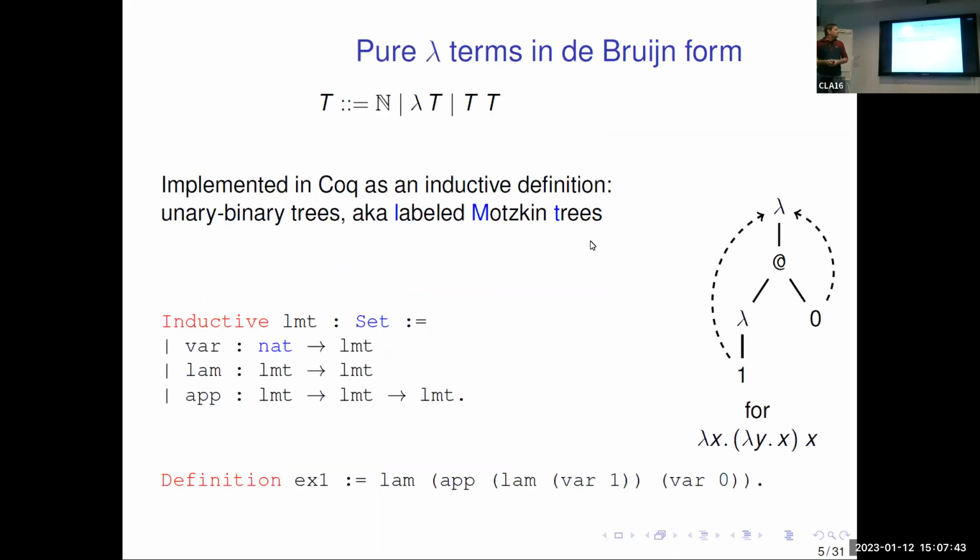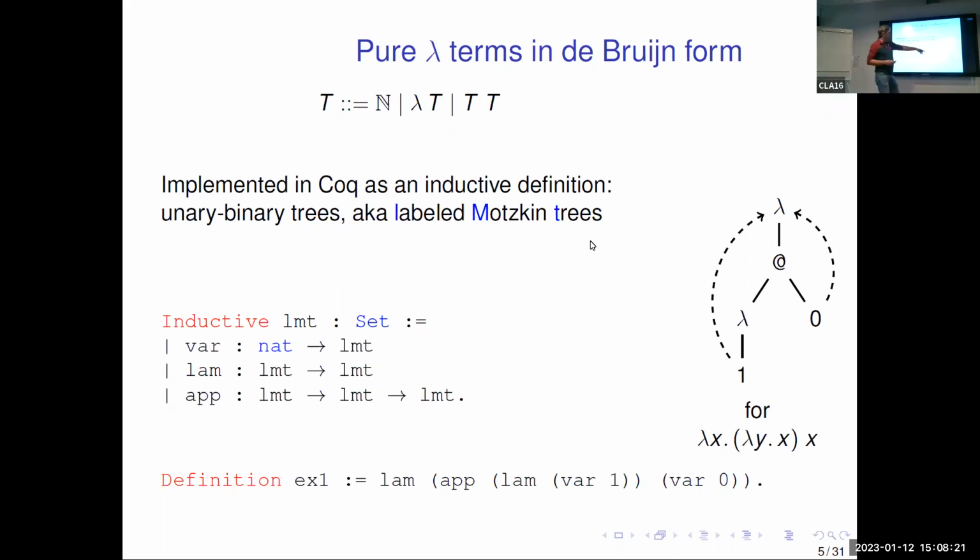So first of all, we consider a pure lambda term in the shape of De Bruijn. This is basically defined by this grammar here. We have either integers, or lambda followed by a term, or two terms which correspond to the application. When we implement it in Coq, it boils down to an inductive definition, and it corresponds to what we call unary-binary trees, and they are called labeled Motzkin trees, LMT for short. And here is a definition in Coq of how we define labeled Motzkin trees.